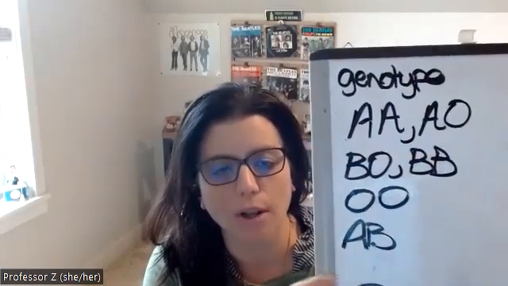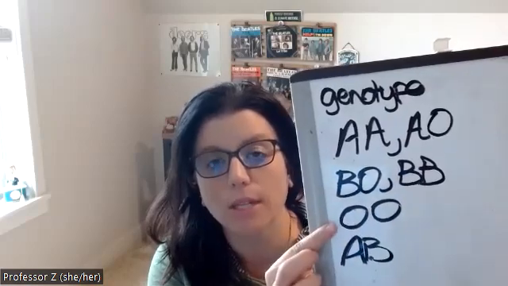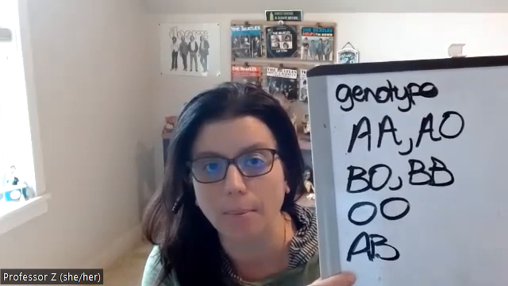The genotype for the ABO blood group will be as follows. AA is homozygous dominant. AO is heterozygous. BB is homozygous dominant. BO is heterozygous. So as you see here, there are the four: AA, AO, BO, BB, homozygous recessive for O, and something referred to as codominant for AB.